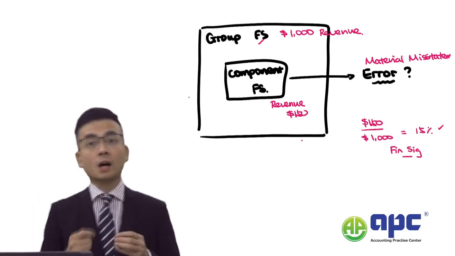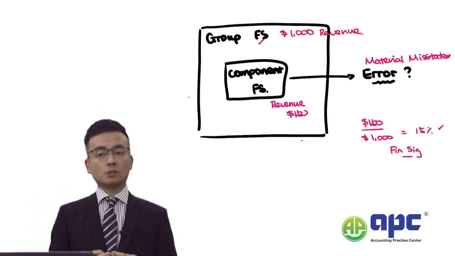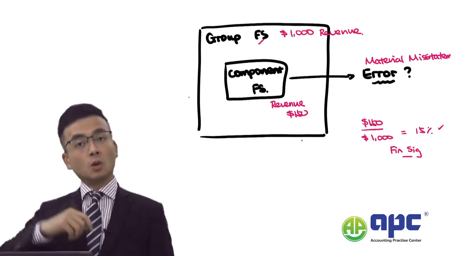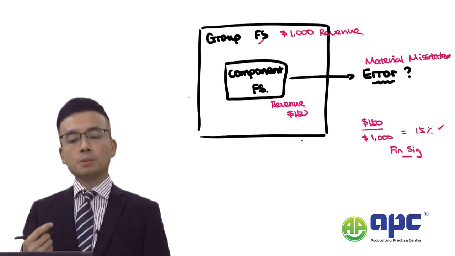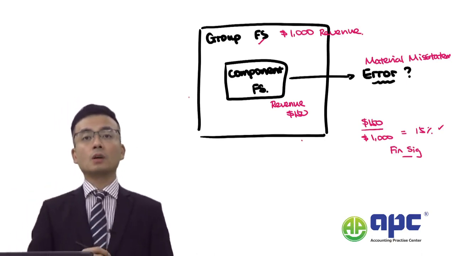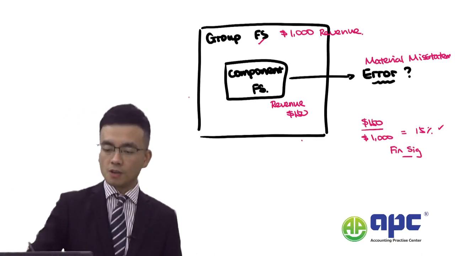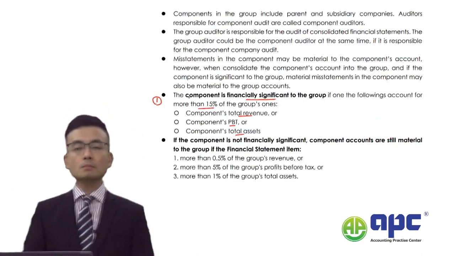So we will qualify our audit opinion on the group's financial statements in the group audit report if the material misstatement is not resolved, not dealt with properly, in the component company's financial statements. Okay, it's a very, very important concept here.